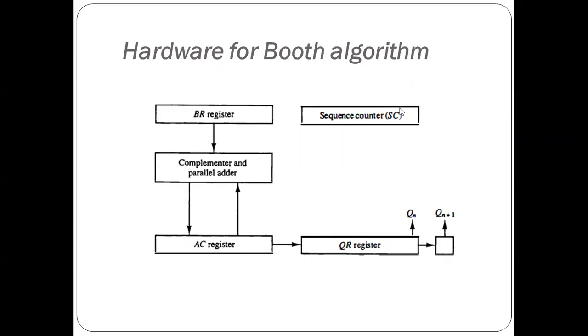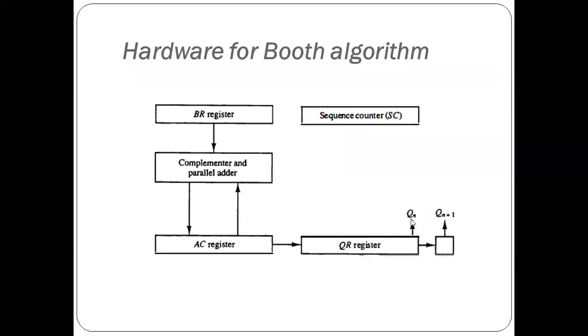So the sequence counter will be n. Here SC is n, the number of bits in the multiplier. The first least significant bit will be in Qn. The previous shifted out bit will be in Qn plus 1, because whatever is shifted out also has to be inspected for performing either addition or subtraction or no change. That's why we are storing one more bit register which holds the shifted out bit. Initially Qn plus 1 will be 0.